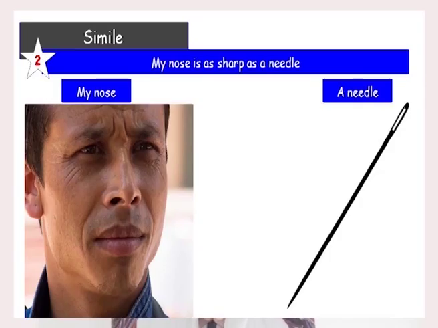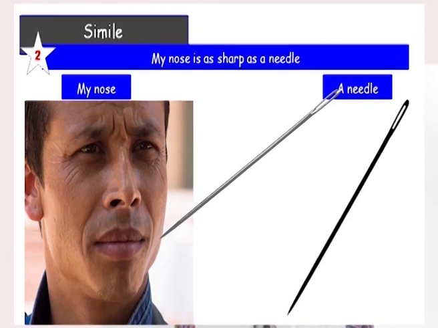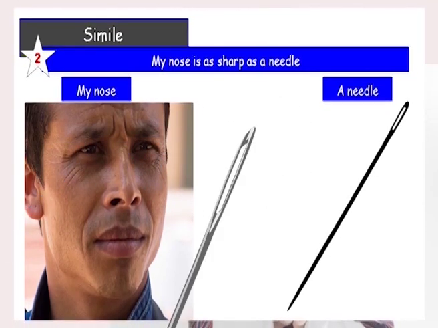Let us look at the second example. My nose is as sharp as a needle. Look at my nose very carefully. It is very sharp. My nose, a needle. A flesh and a metal. They are compared.